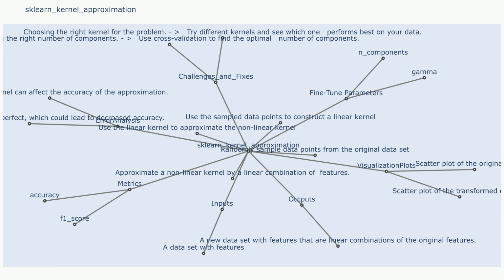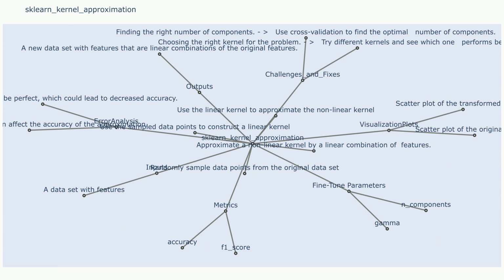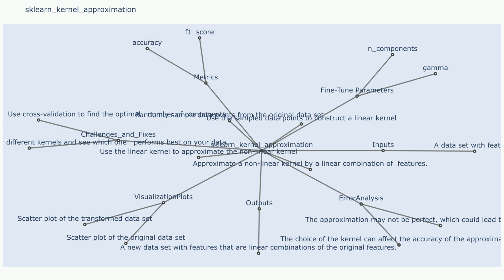Challenge 1: Loss of information due to approximation. The kernel approximation may lose some information from the original data, leading to reduced accuracy. Sample use case that resulted in challenge 1: using kernel approximation for image classification, where subtle features are important.